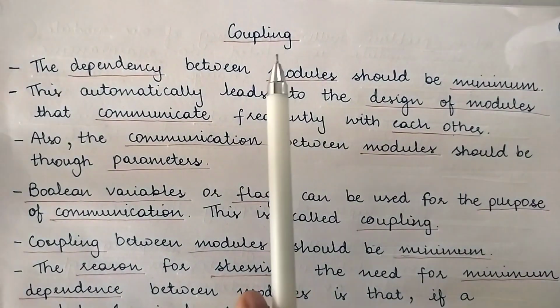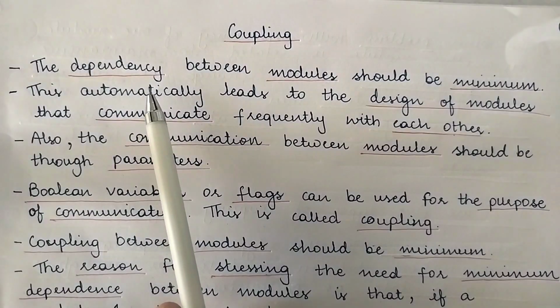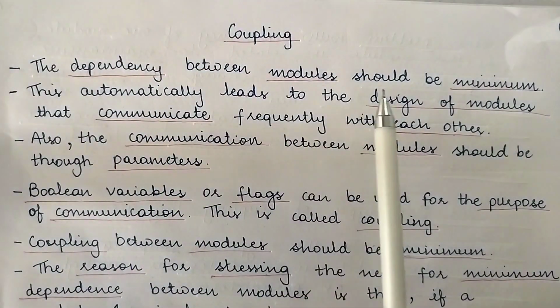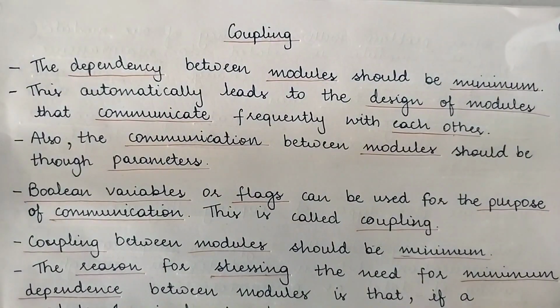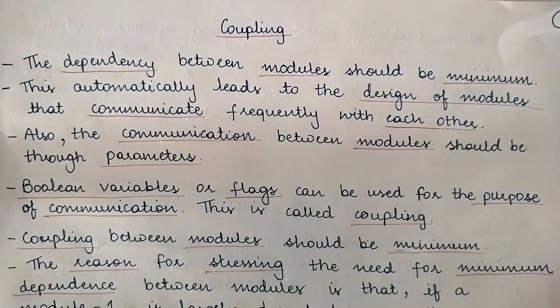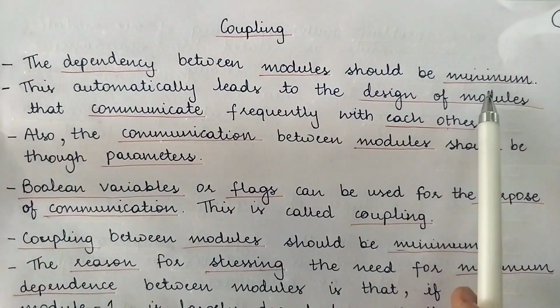Hi everyone, today we are going to study coupling. The concept of coupling says that the dependency between modules should be minimum. That means modules should not be dependent upon each other. They should exist as independent entities.